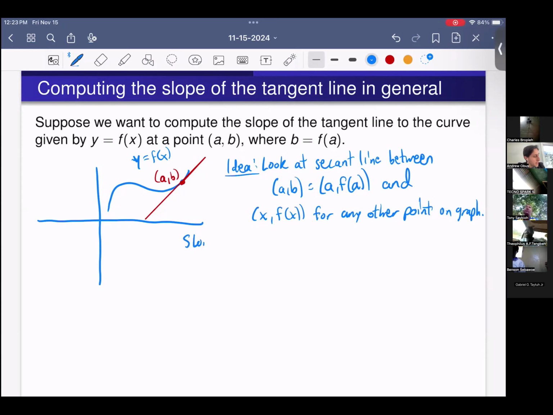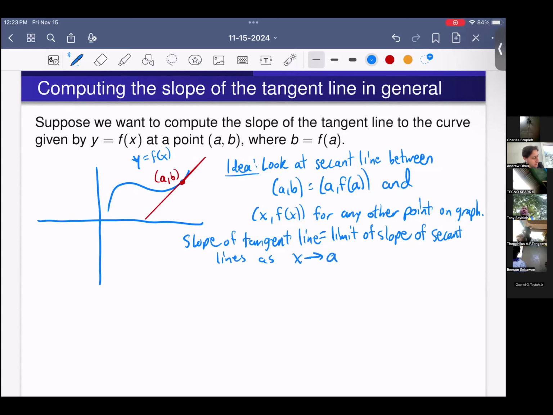So, and then the slope of the tangent line is equal to the limit of the slope of the secant lines as x approaches a. Right? So in this diagram, we could take some other point. Maybe this is some other point over here. This is (x, f of x). And I could look at the secant line that goes between these 2 points.